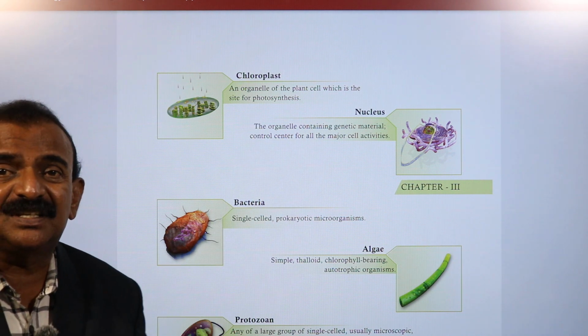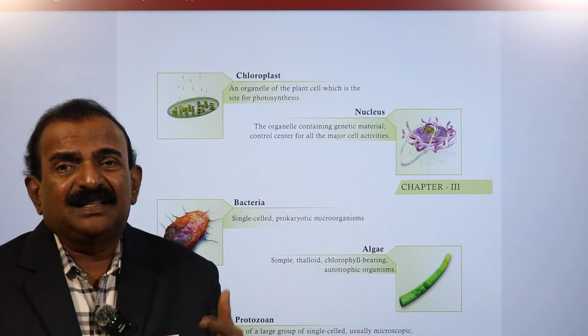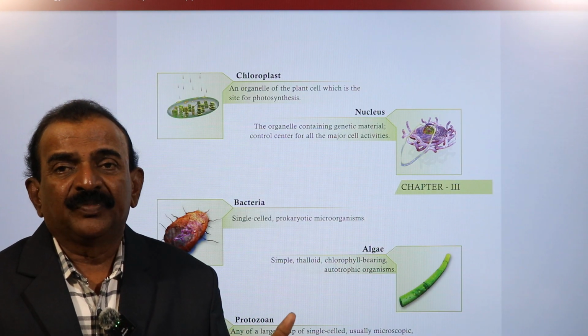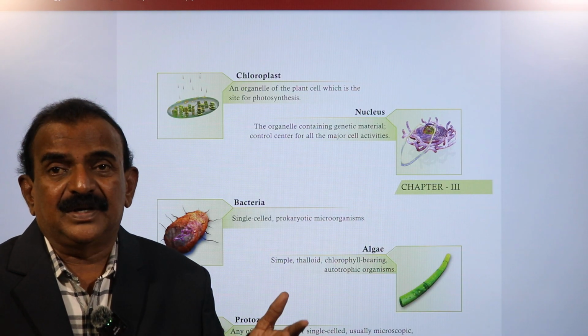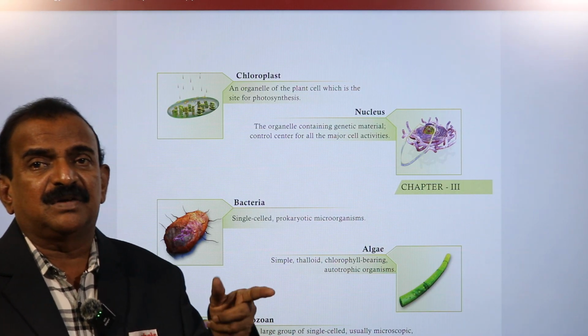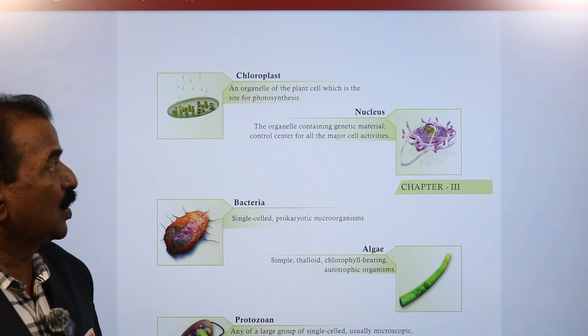So photosynthesis is an important life process, and this life process helps to produce food in the form of glucose, and later the glucose is converted to carbohydrate. And next you see the nucleus.